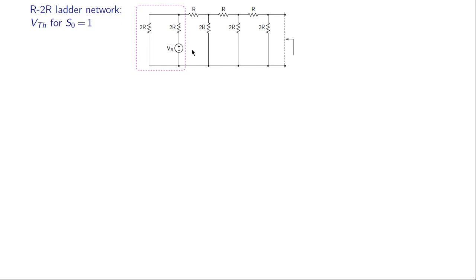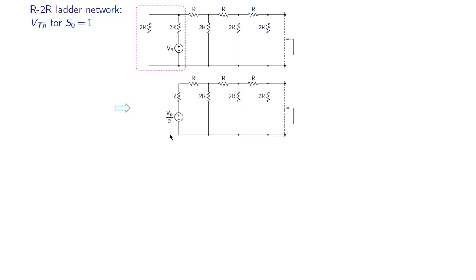First, we can replace this part with its Thevenin equivalent. What is the Thevenin resistance? As seen from here, it is just 2R parallel 2R, that is R. And what is the Thevenin voltage? The Thevenin voltage is the open circuit voltage here. So we remove all of that and find this voltage between this node and this node. And then we see that there is a voltage division happening between these two resistances. So this voltage will then be VR by 2. So that is what we get. The Thevenin resistance is R of this part and the Thevenin voltage is VR by 2.